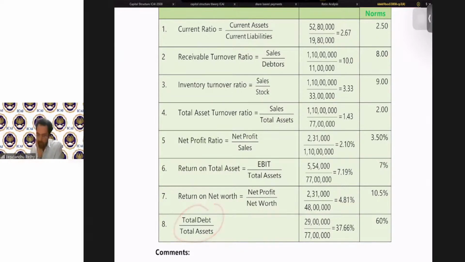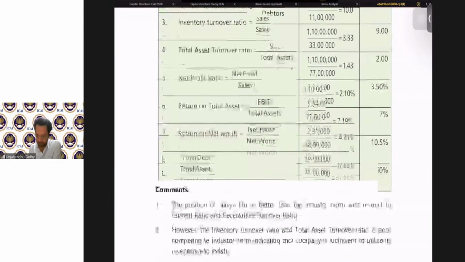Total debt upon total assets is also lower. So we can find that in industry, there is a greater degree of leverage, or a greater degree of loan fund or debt fund being utilized, whereas we are not much levered. So probably that could be the reason that we are not able to generate return on our net worth in spite of having somewhat similar or a better margin as compared to the industry.